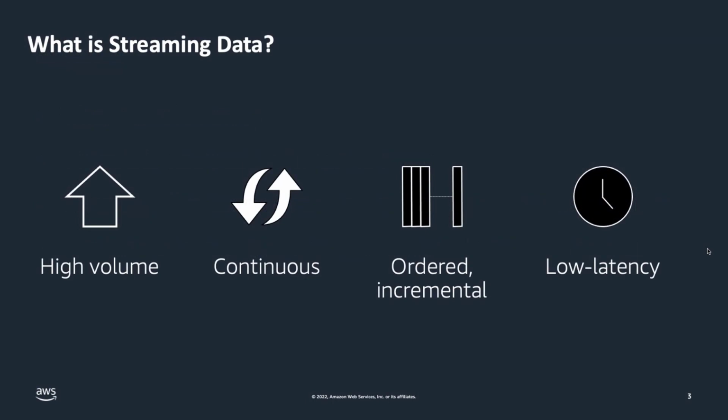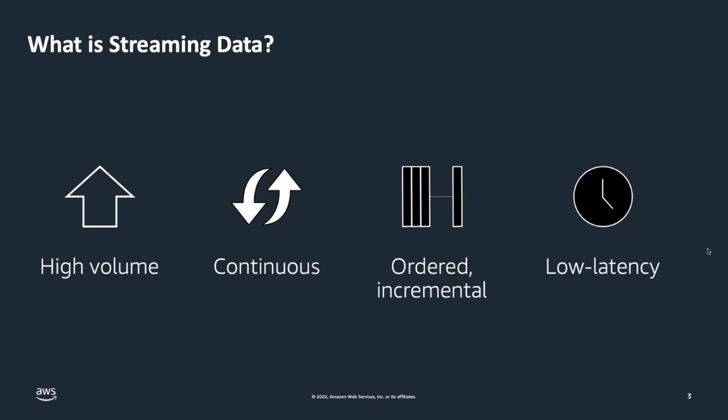So what is data streaming? What are the typical characteristics that differentiate streaming data from bulk data? Streaming data is high volume data that is generated continuously by thousands of data sources that send data records simultaneously in small sizes, usually in the order of bytes and kilobytes.